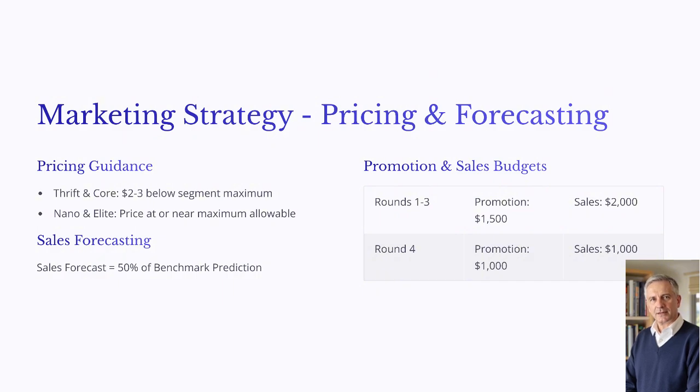Sales forecasting. A conservative and adaptive forecast model is recommended. Sales forecast equals 50% of benchmark prediction. This accounts for market volatility and competitive dynamics.